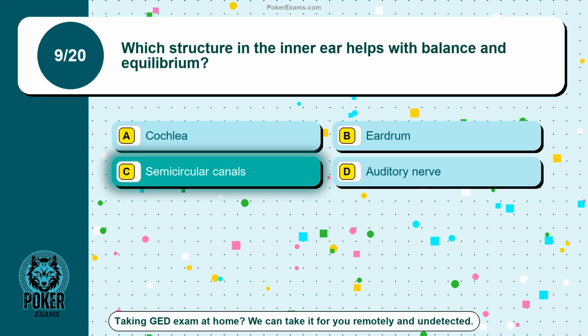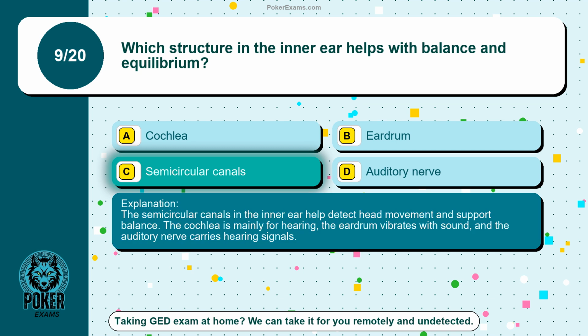The correct answer is option C, semicircular canals. The semicircular canals in the inner ear help detect head movement and support balance. The cochlea is mainly for hearing, the eardrum vibrates with sound, and the auditory nerve carries hearing signals.